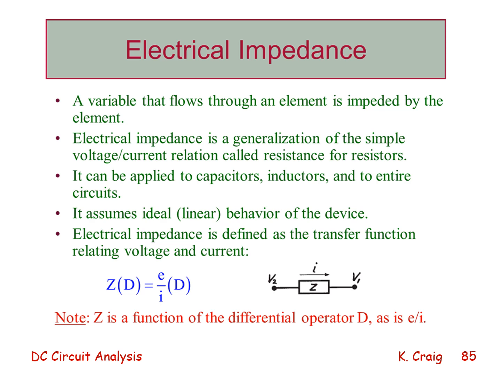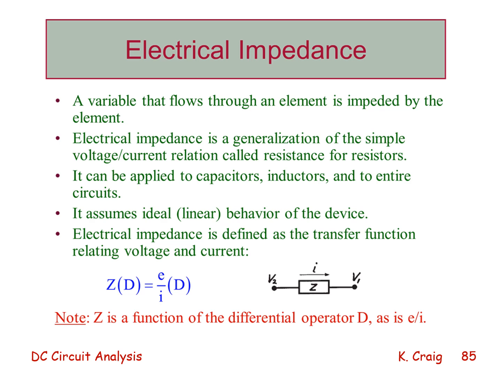Electrical impedance. We've talked about this throughout our discussion up until now. Let's formally talk about electrical impedance. A variable that flows through an element is impeded by the element. Electrical impedance is a generalization of the simple voltage over current relation called resistance for resistors. That's Ohm's law. It can be applied to capacitors, inductors, and to entire circuits. It assumes ideal linear behavior of the device.